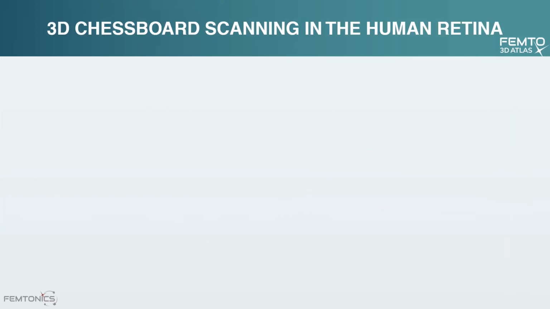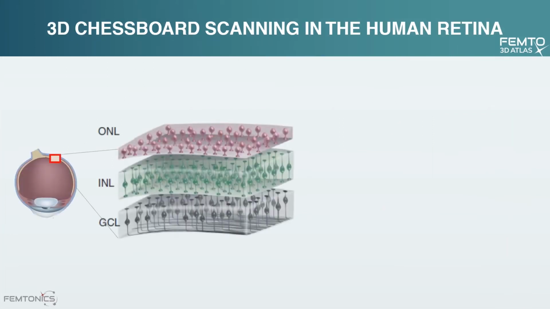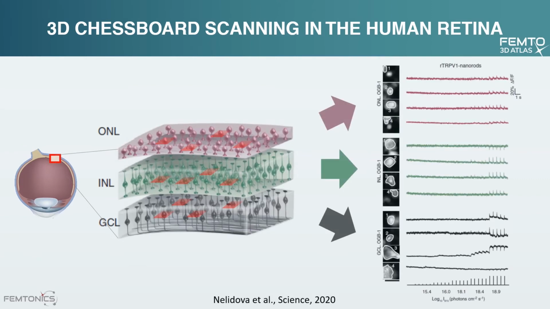The value of 3D chessboard scanning was recently showcased in a paper that demonstrated vision restoration using near-infrared stimulation. The authors of this Science paper used 3D chessboard scanning to record calcium activity from multiple layers of the explant human retina. Keeping the human retina responsive to light stimulation is very challenging, but the authors could leverage the efficiency of FEMTO3D Atlas and cover cells in multiple retinal layers in one go.